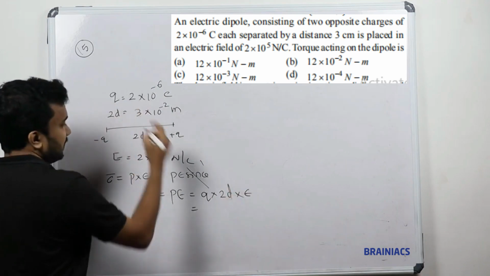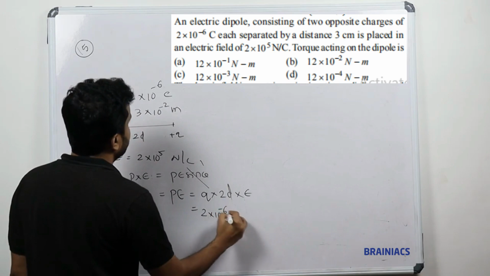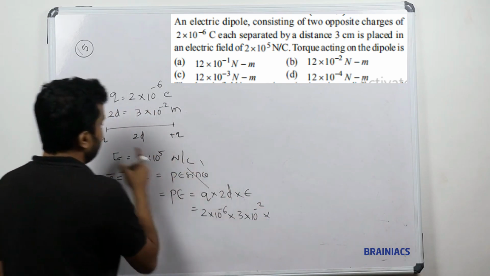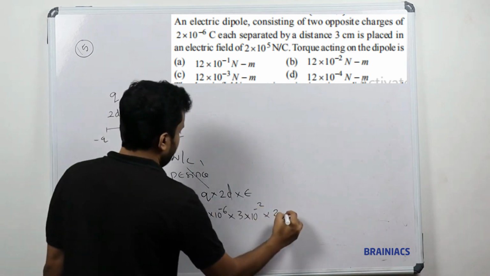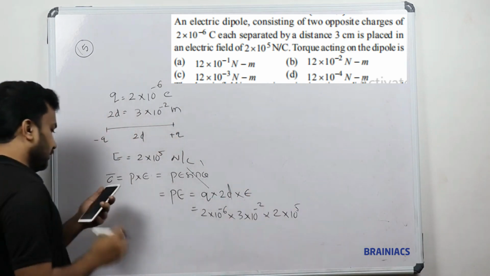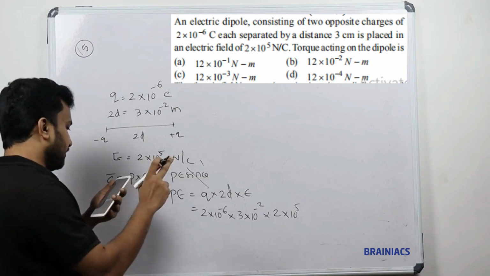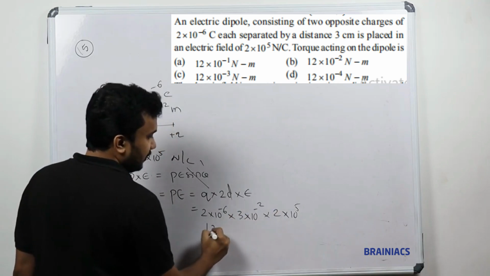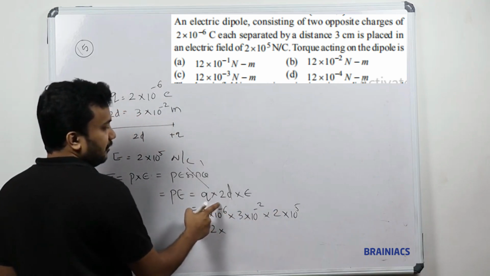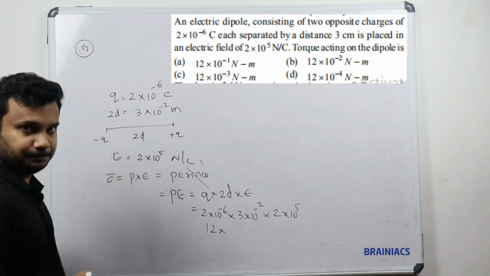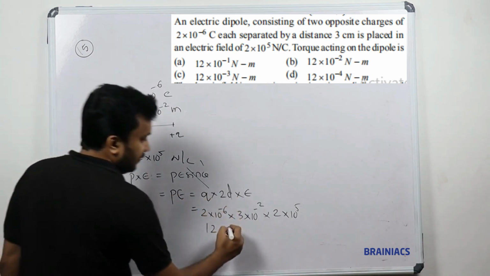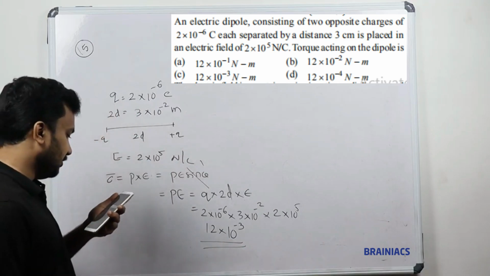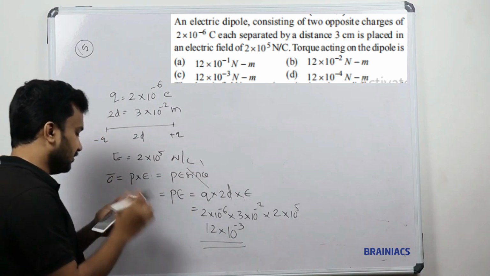What is Q? It is given: 2 into 10 power minus 6. 2D is also given: 3 into 10 power minus 2. The electric field is given here: 2 into 10 power 5. So 2, 3, 6, 6 into 2, 12. Powers: 10 power minus 6, 10 power minus 2 gives 10 power minus 8, and 10 power 5 gives 10 power minus 3. So 12 into 10 power minus 3 Newton meter.